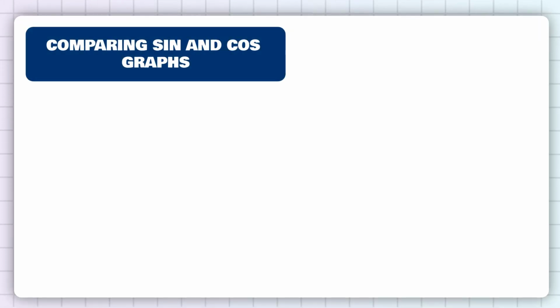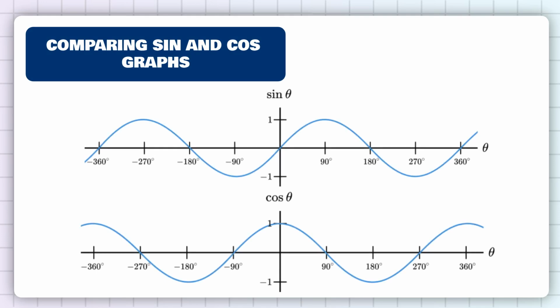Now, let's look at comparing sine and cosine graphs. Let's start by looking more closely at the sine and cosine graphs. Notice that they both have a wave-like shape and repeat every 360 degrees. One crucial observation is that the cosine graph looks like the sine graph, but shifted to the left by 90 degrees. This means that we can transform a sine graph into a cosine graph by translating it horizontally.